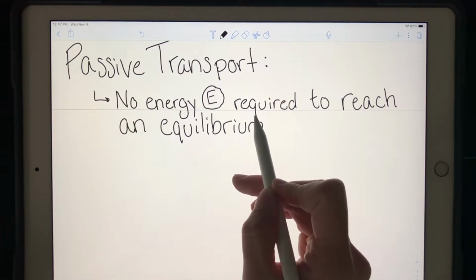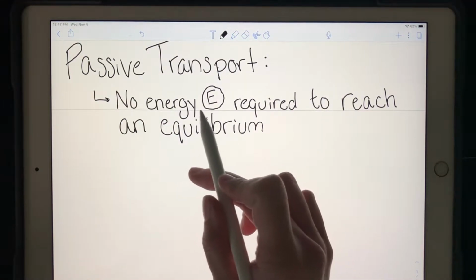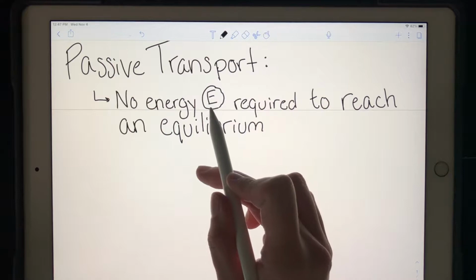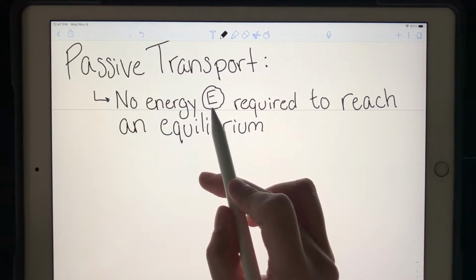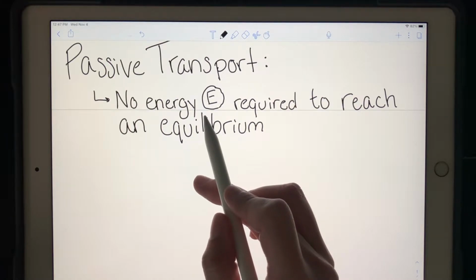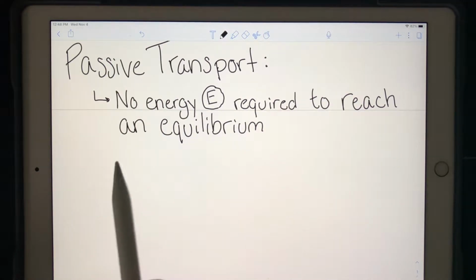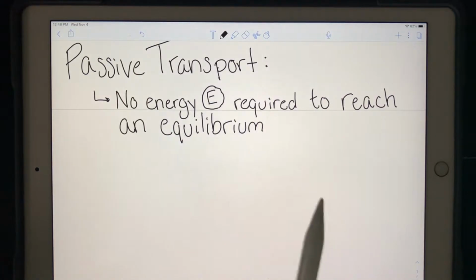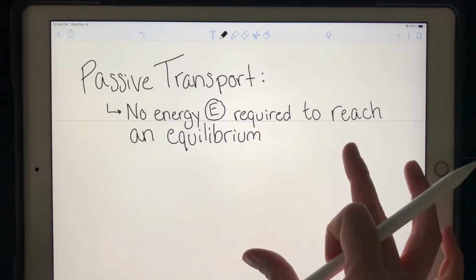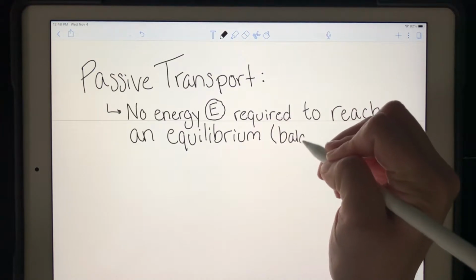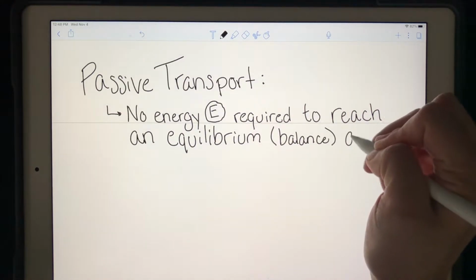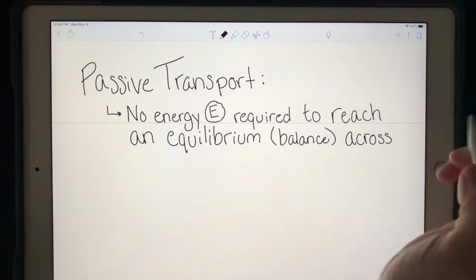So with passive transport, no energy is required. Again, I choose to represent energy by a capital E with a circle around it, but whether you do or not, that's up to you. But with passive transport, there's no energy required to reach an equilibrium. Another word is balance across the membrane.